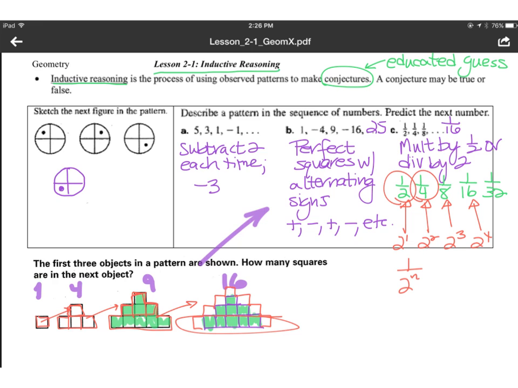I want to go back to something. I just remembered that I forgot to mention this back here. Notice that getting from 1 to 4, you add 3. Getting from 4 to 9, you add 5. Getting from 9 to 16, you add 7. Notice that the squares are spread out by consecutive odd numbers. So the difference between consecutive squares is going to be an odd value. That pattern is kind of interesting, and you may not have seen that before.